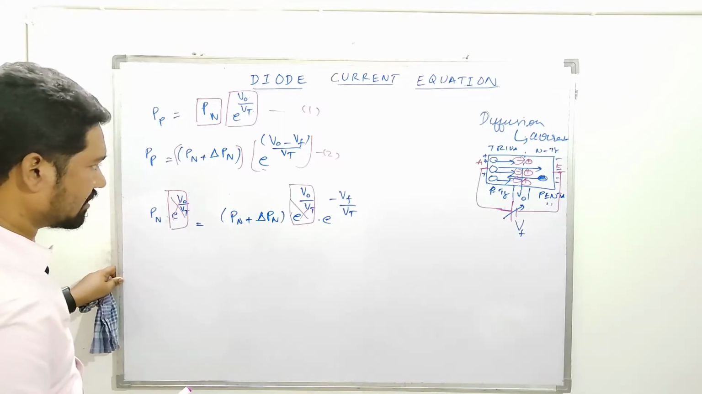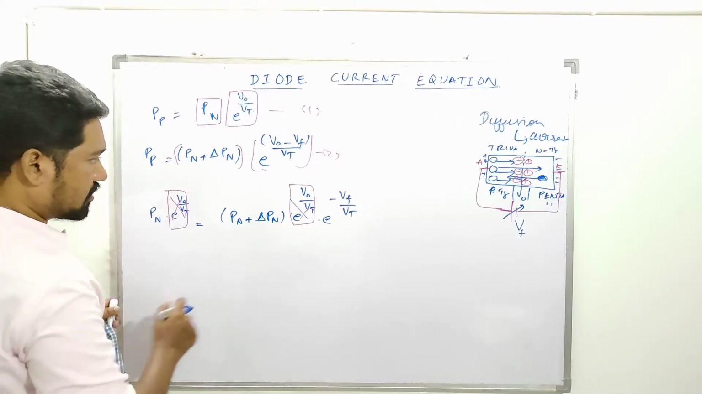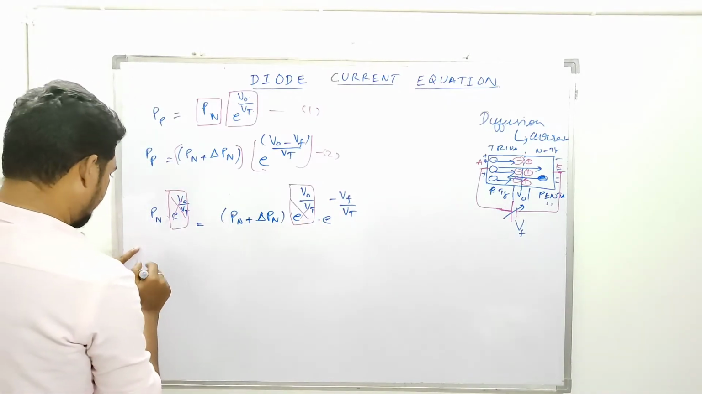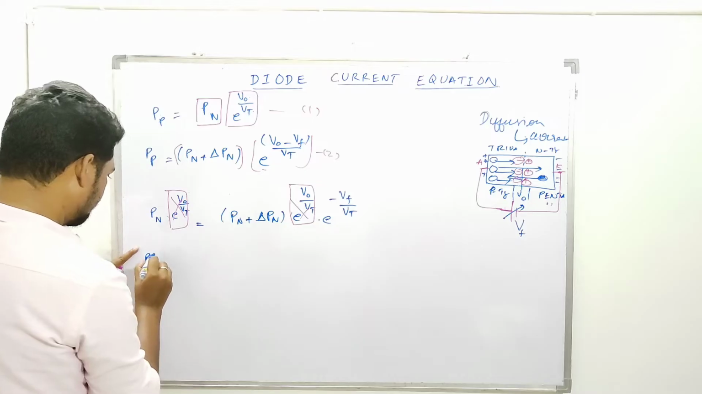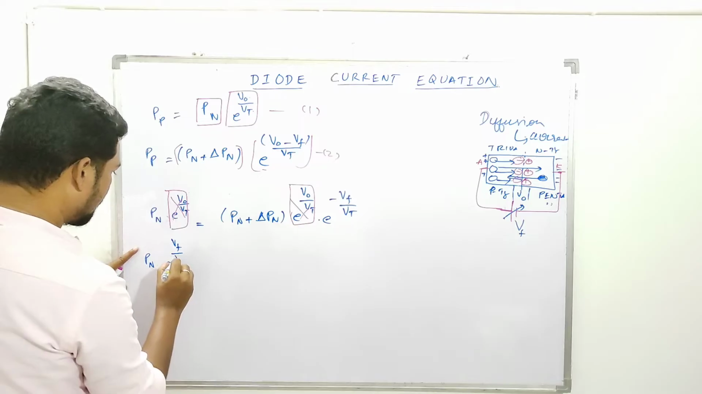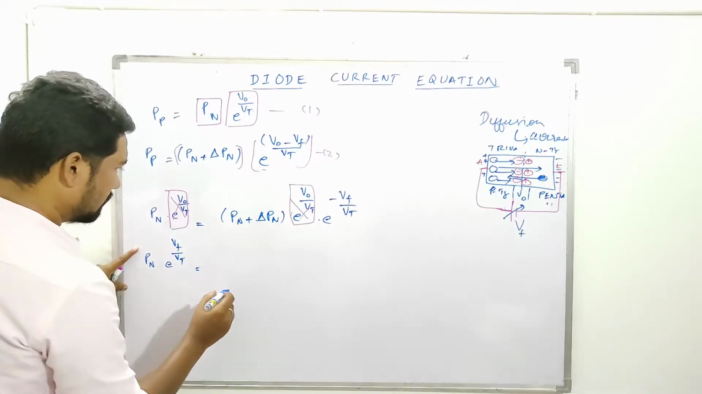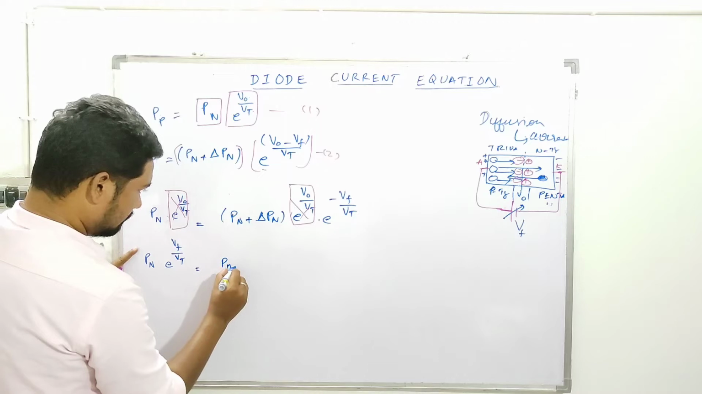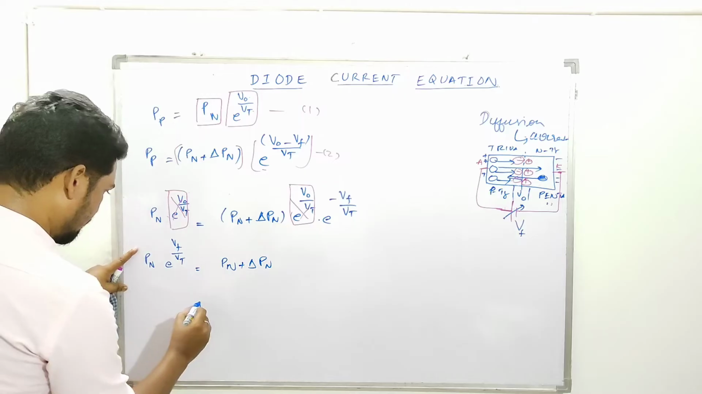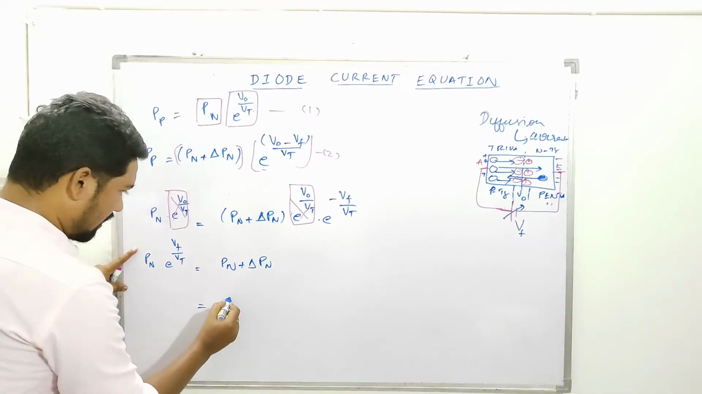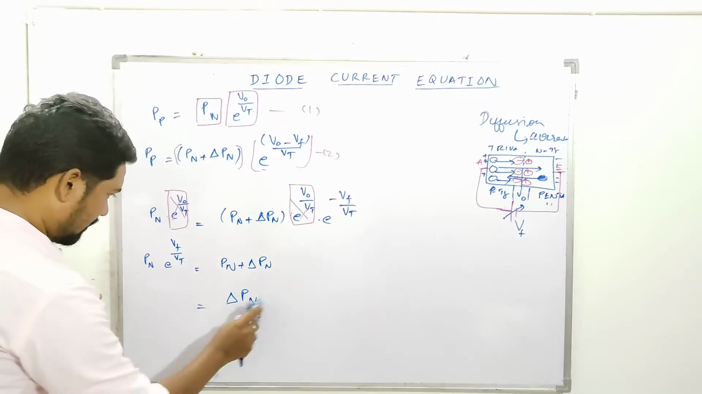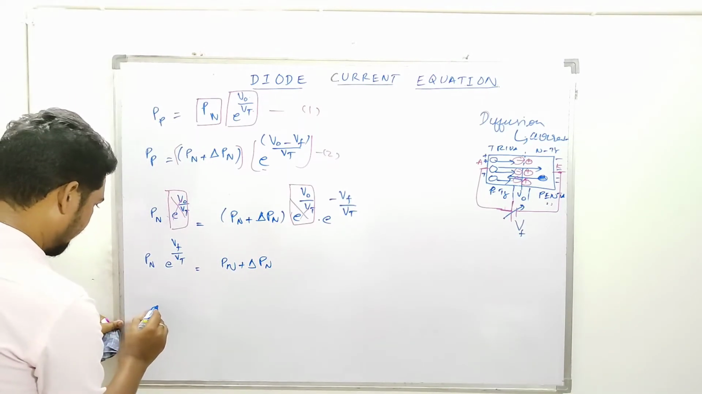And what else can be done? So guys, focus. It's a negative, so if we drag this to the LHS, it will be positive. So it will be p_n into e raised to V_F upon V_T, which is equal to that same p_n plus delta p_n. And what do we have for delta p_n? Dragging everything for delta p_n individually, this p_n will be as it is.